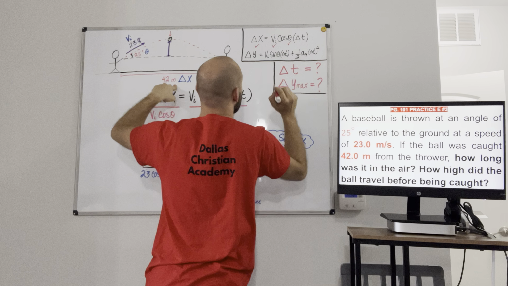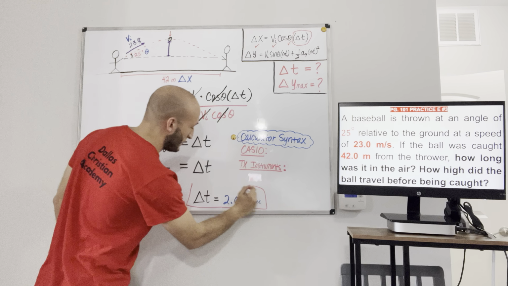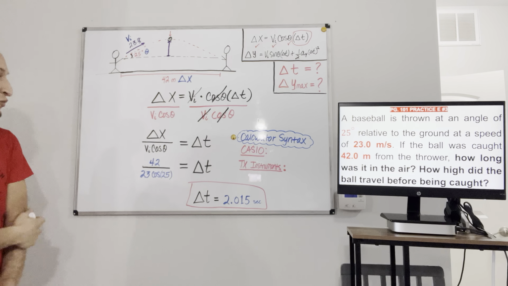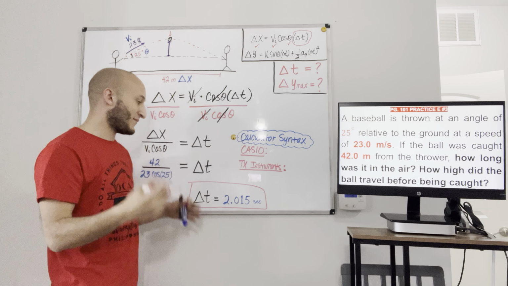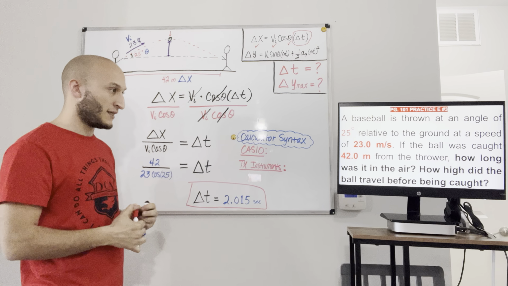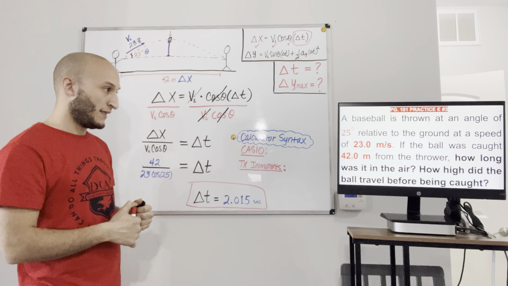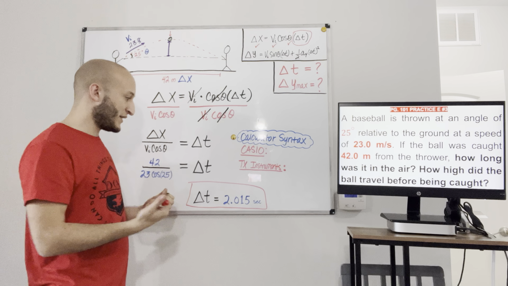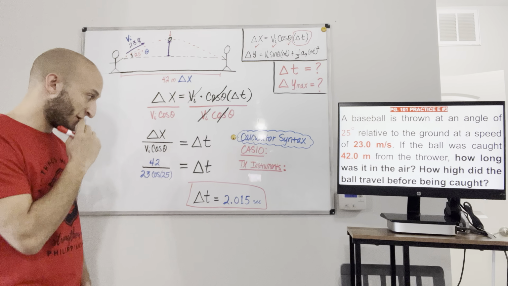Then I go ahead and plug in the values. Well, displacement is 42, we have velocity 23, cosine, and then my degrees, which is 25. When you type this in, we find out that time equals 2.015 seconds. And it doesn't state to round to a certain decimal place, but I went ahead and chose thousandths place.